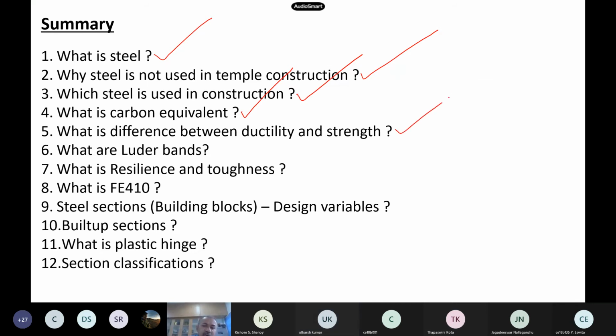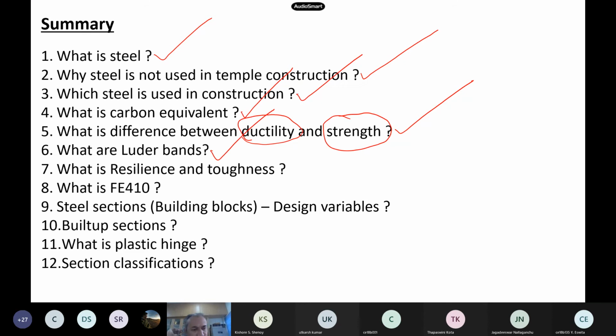Now what is the difference between ductility and strength? Ductility is the maximum strain the material can take, and strength is the maximum stress it can take. Okay, fantastic. So strength is governed by which engineering parameter? Yield strength or ultimate tensile strength. Okay, fantastic. Ductility means capacity, rotational capacity.